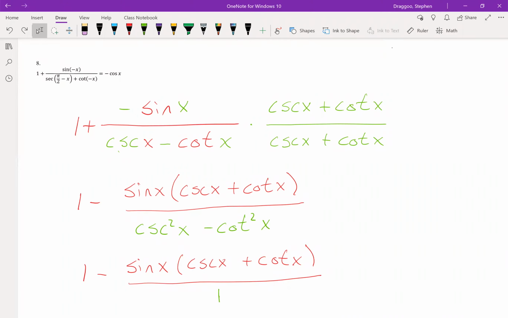All right, problem 8, again, has quite a bit going on. So let's try and take this one step at a time. My first step is always to change any angles that are not simply x. So sine is odd, so sine of negative x becomes negative sine of x. Secant of pi over 2 minus x is a cofunction identity that becomes cosecant of x. And cotangent is an odd function, so cotangent of negative x becomes negative cotangent of x.